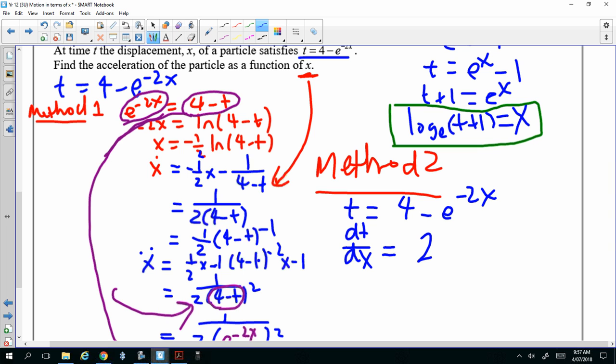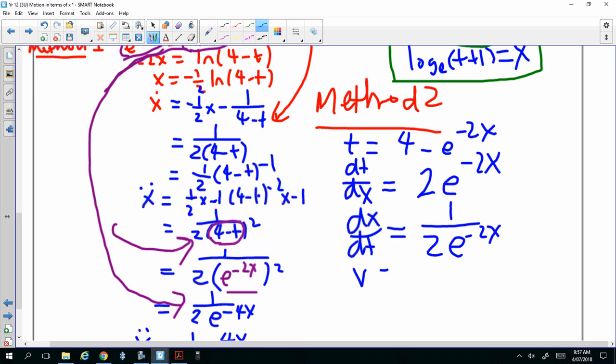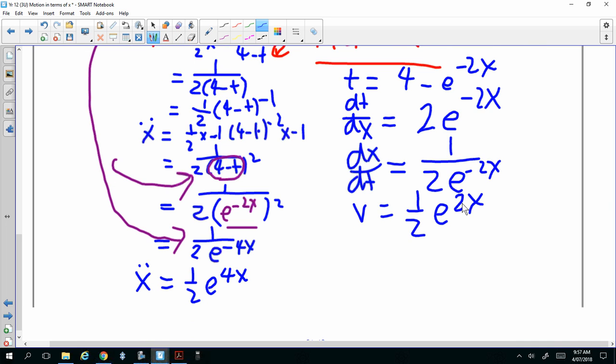And now acceleration is just a couple of steps away. So you get v squared equal to a quarter e to the power of 4x. Half v squared equal to 1 over 8 e to the power of 4x. And what's acceleration? d over dx of half v squared. So you get 1 over 8 times 4 e to the power of 4x, which is half e to the power 4x, as expected.